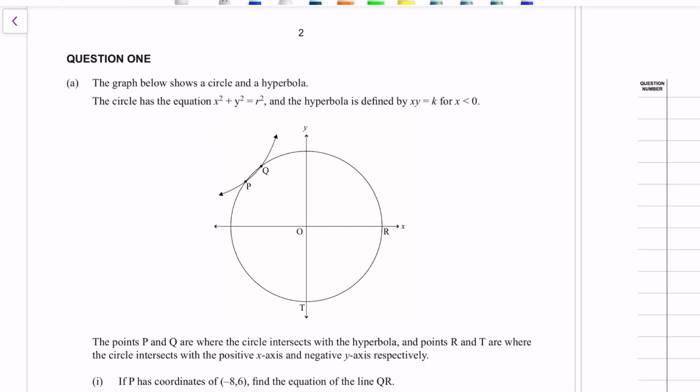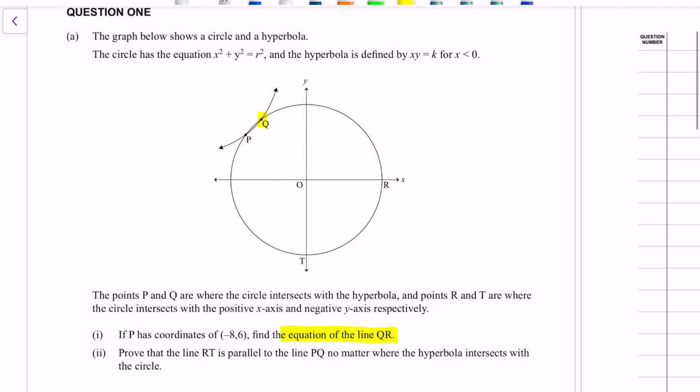So, the first one, we need to find the equation of the line QR, and to do that we need to find the points Q and R. We're given the point P. A couple of other things to note.